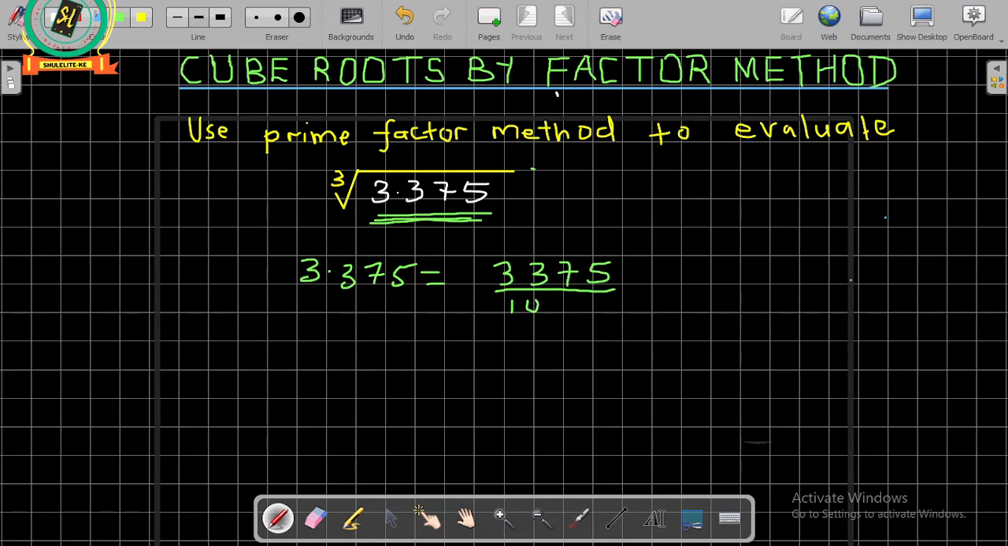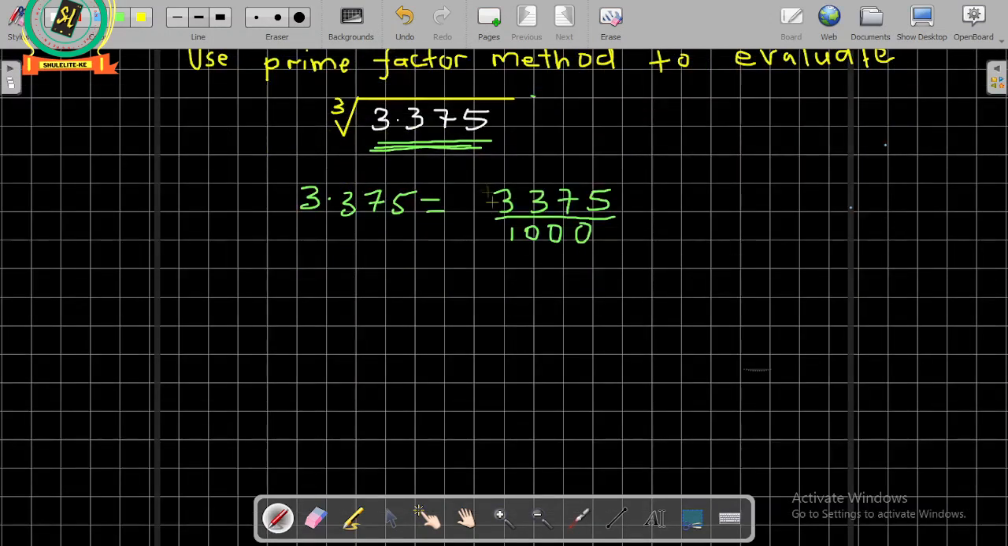That is 1,000. Yeah, so the two numbers are the same. Now, working with this number is going to be much easier, especially when we are going to use the factor method to find its cube root.